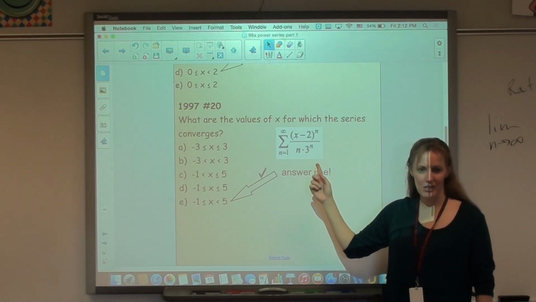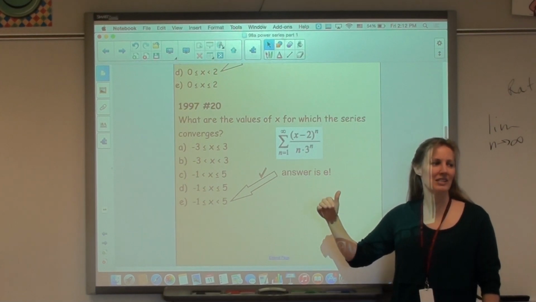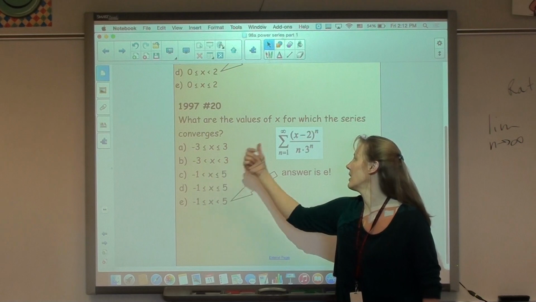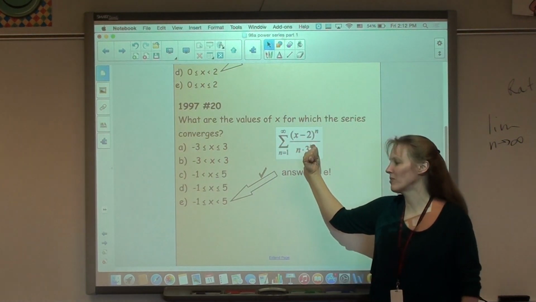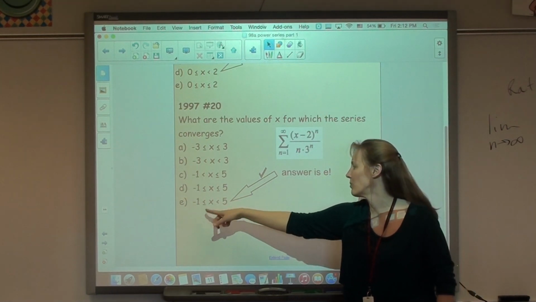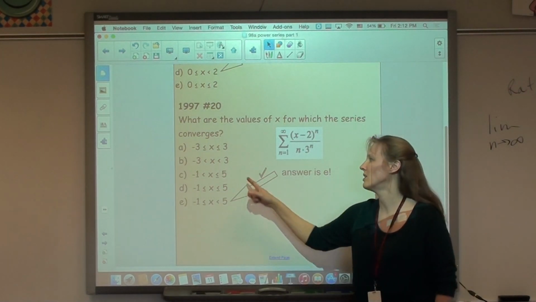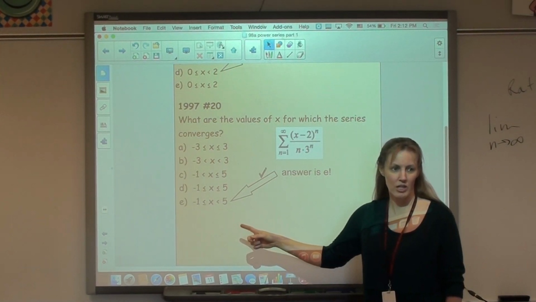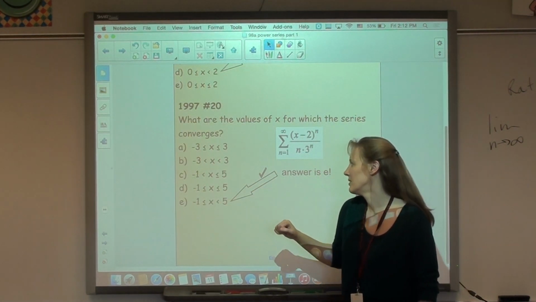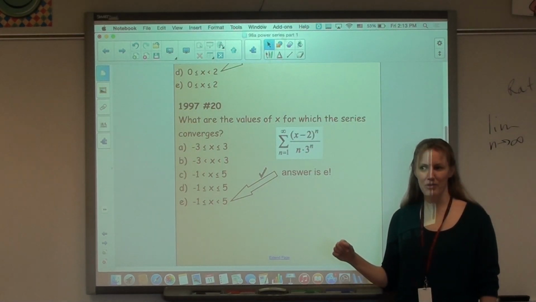Test the endpoints. So, for this one, if you plug in the negative 1 and plug in the 5 right from the beginning, you'll find that the negative 1 works and the 5 doesn't. Now, you have to make sure that you know that this is the right interval. You're kind of taking a chance, right? If you plug in the negative 3, it'll just be ridiculously awkward to solve. So it's probably the negative 1 to 5.